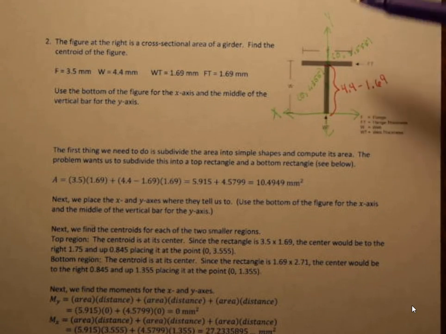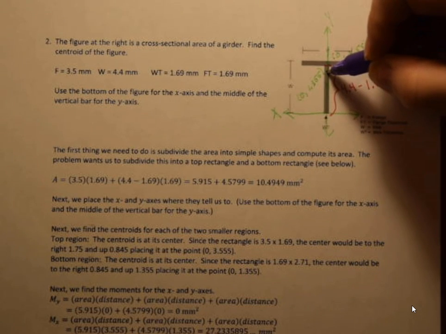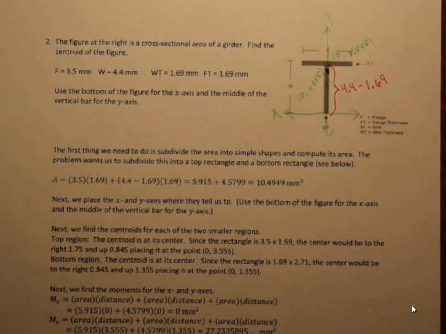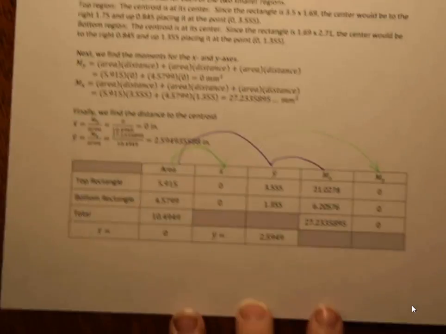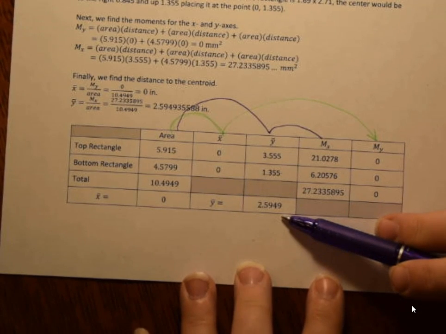So our centroid for this shape would be, you go left or right 0, and then you go up 2.5949. So somewhere right in there would be the centroid. The center of that shape would be 0, 2.5949.